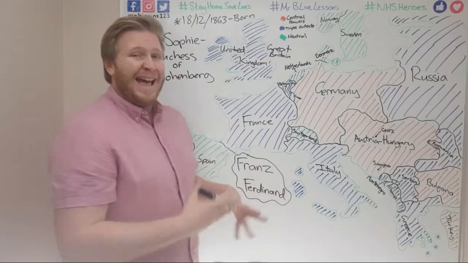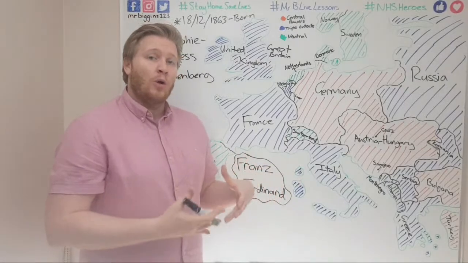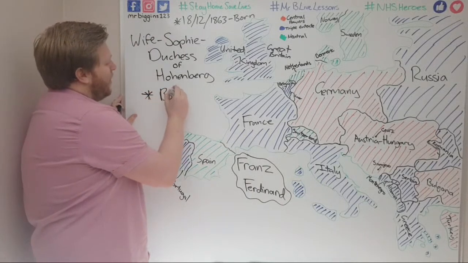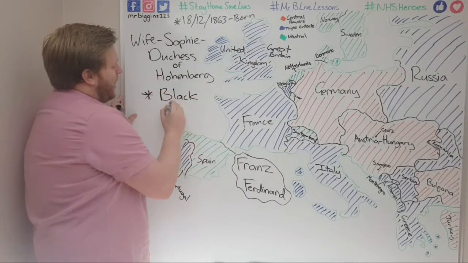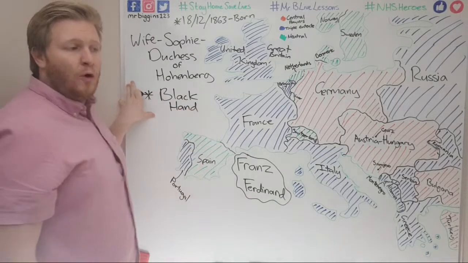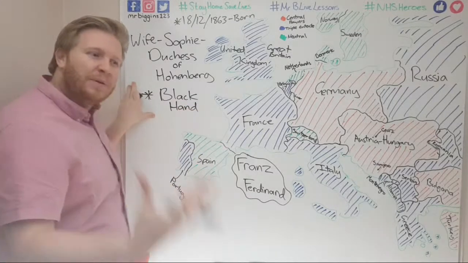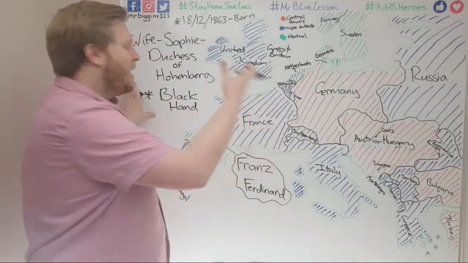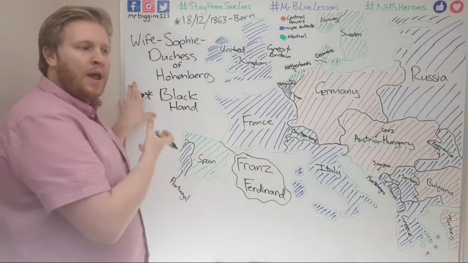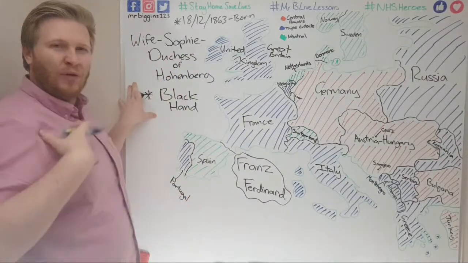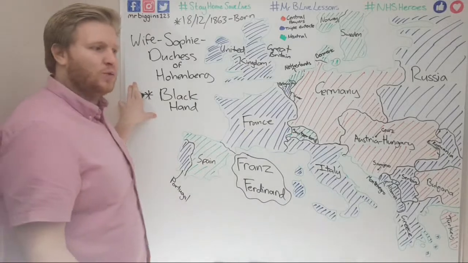Because of that, a terrorist group formed called the Black Hand. Okay. So this terrorist group formed because they weren't happy. They wanted to be free. They didn't want to be ruled by a ruler from Austria-Hungary. They wanted to be ruled by their own king or own government, whatever they wanted to put in place, but they wanted that choice, which you can understand as well.